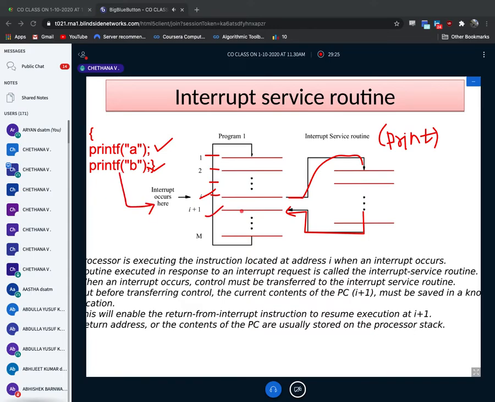Now assume printf B. Now what does the processor have to do? Again, it should call the printer. Yes or no? First time it called the processor. The second time, for printf B, it required the output device, that is the printer, once more, isn't it? So what I will do, I'll call print B.